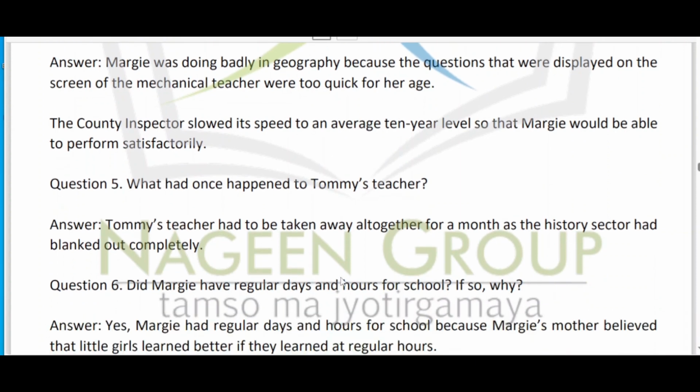Question number 5. What had once happened to Tommy's teacher? What was the experience with Tommy's teacher? One day, his history sector was completely blanked out, and he called up the county inspector, who took the history sector apart from the screen. So Tommy's teacher had to be taken away for nearly a month because his history sector had completely blanked out.